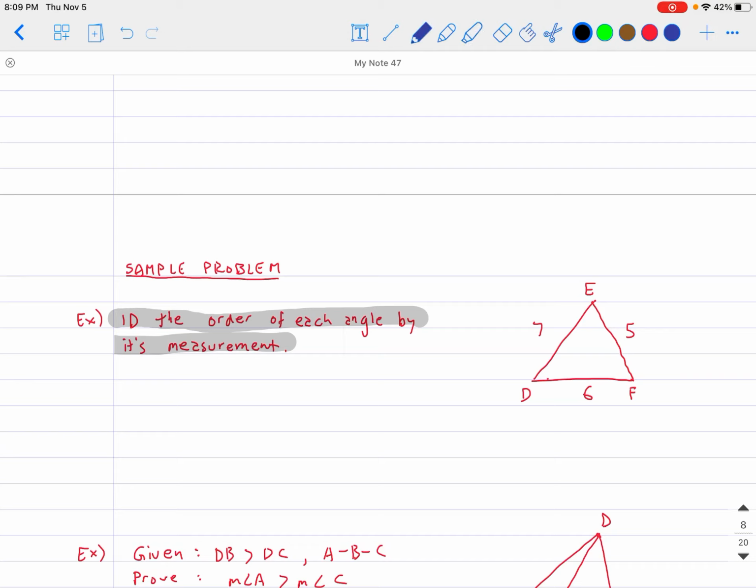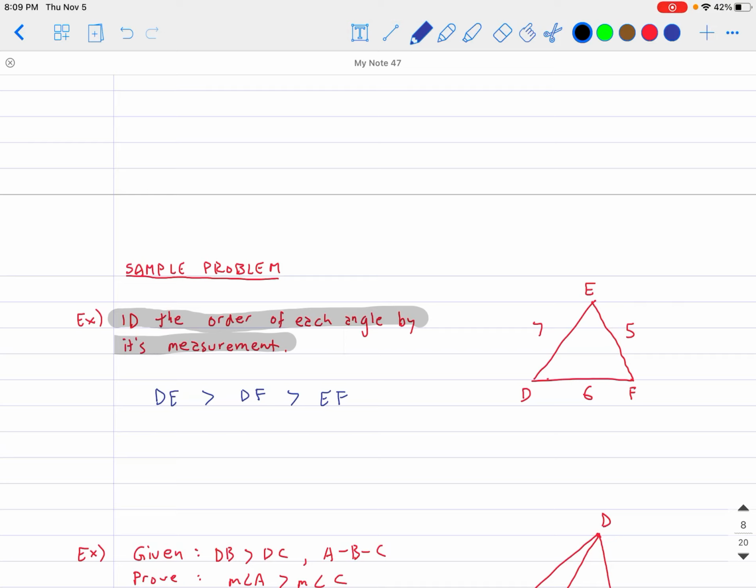Well, what we can do is apply that theorem to what we have over here. According to this picture, we can say that DE is definitely going to be the largest side at 7, which is greater than DF, which is the length of 6, which is then greater than the length of EF, which is the smallest side. Now, remember, the theorem basically says the largest side yields the largest opposite angle, and the smallest side will yield the smallest opposite angle.